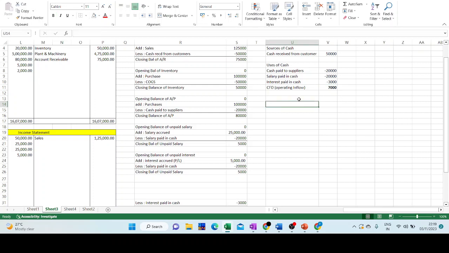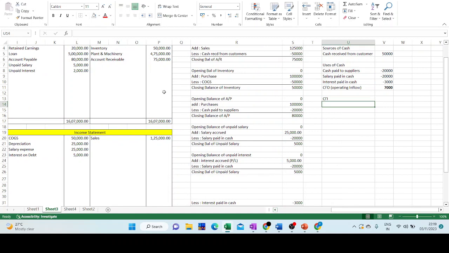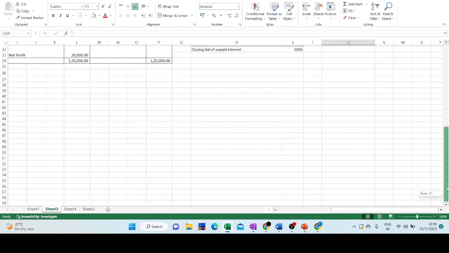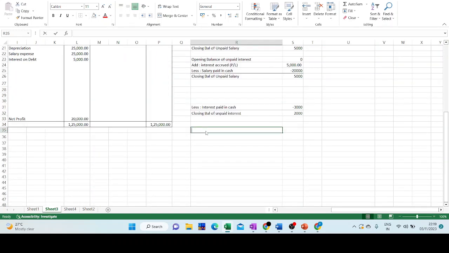Okay, guys. Now, how do you calculate your CFI, guys? So we've been given that the depreciation expense is 25,000 and the closing balance of plant and machinery is 475. So how do you calculate the amount of machinery purchased during the year? It's calculated in this fashion. Opening balance of P&M, which is nil.